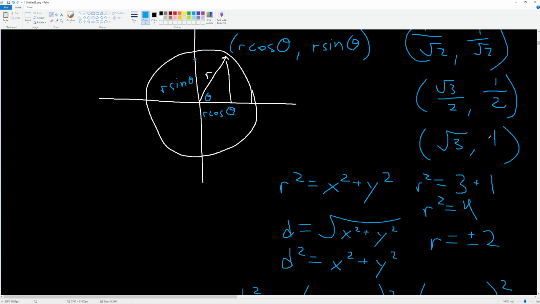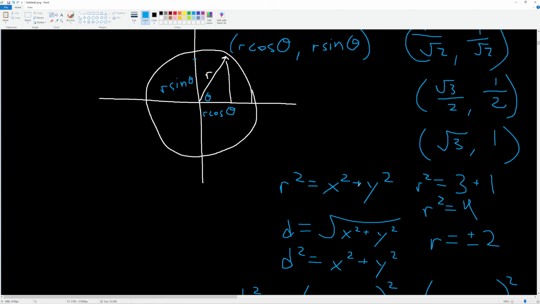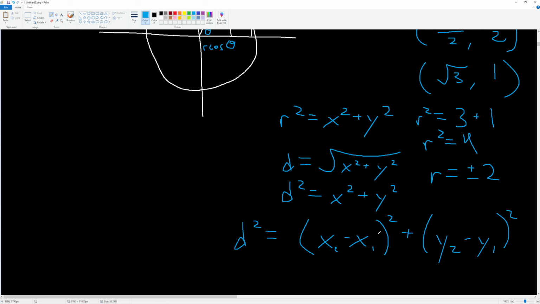Another way to write this is x2 minus x1, squared, plus y2 minus y1, squared, since we have two points. So this is the same thing. Basically, we've just shifted things by this other point.